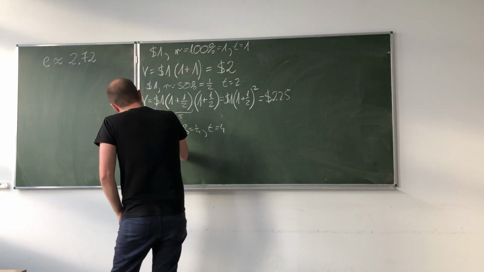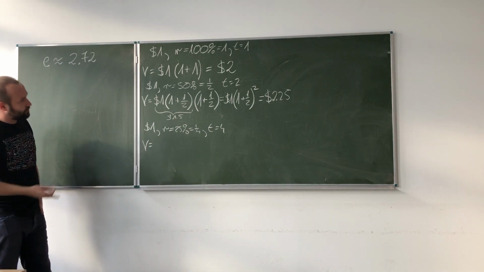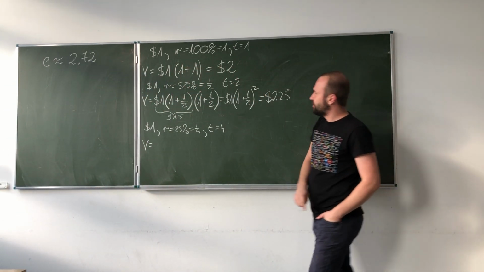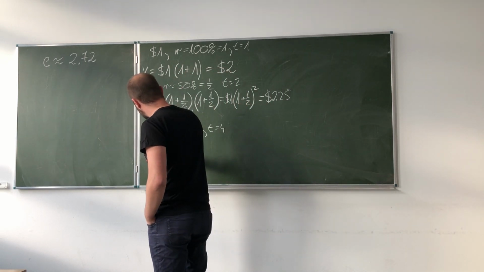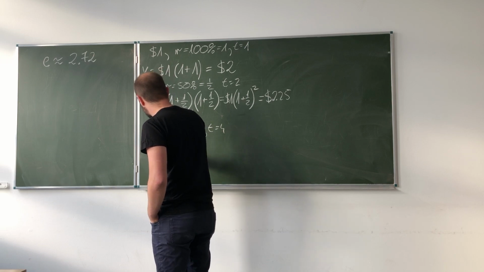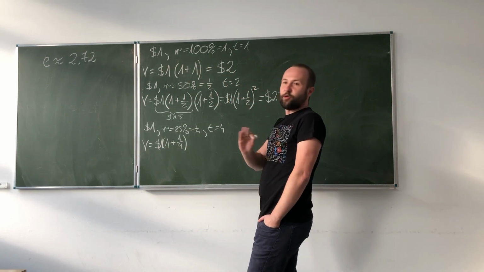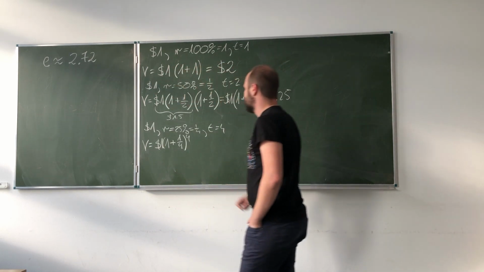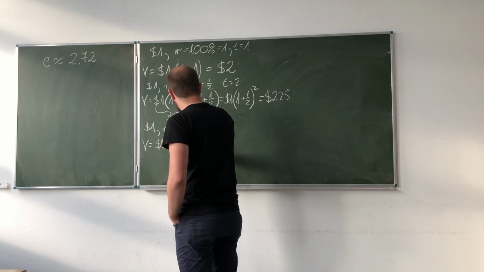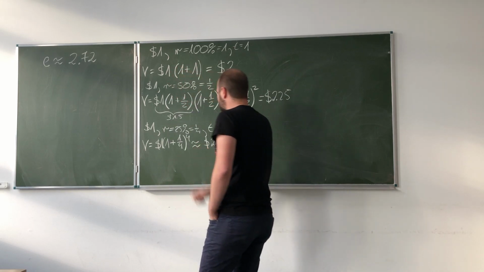Now, if we want to calculate how much money we will have at the end of the year, all we have to do is use basically the same line of reasoning we used over here. Well, we start with $1. At the end of the first quarter, we will have this much money, but there are 4 quarters, so we need to take this expression to the power of 4. And we get that this is approximately $2.44.